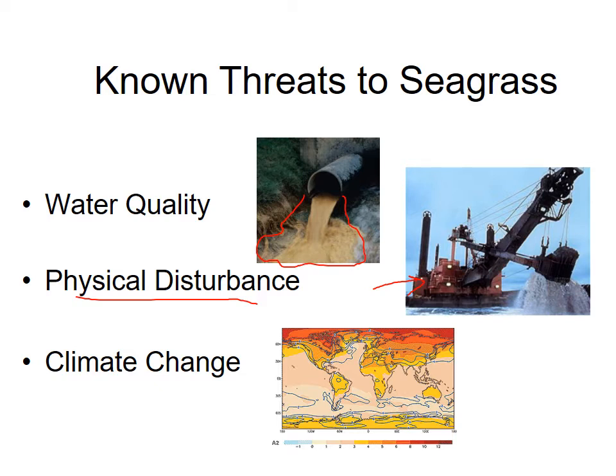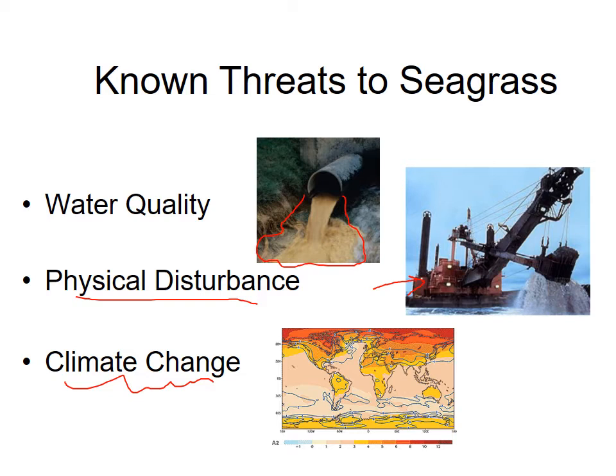And then climate change affects seagrass as well. There are many temperate seagrasses that are at the maximum temperature limits when they're living in mid-latitude areas, and as summers get warmer, they're shrinking back into higher latitude areas where the water's still warm enough.